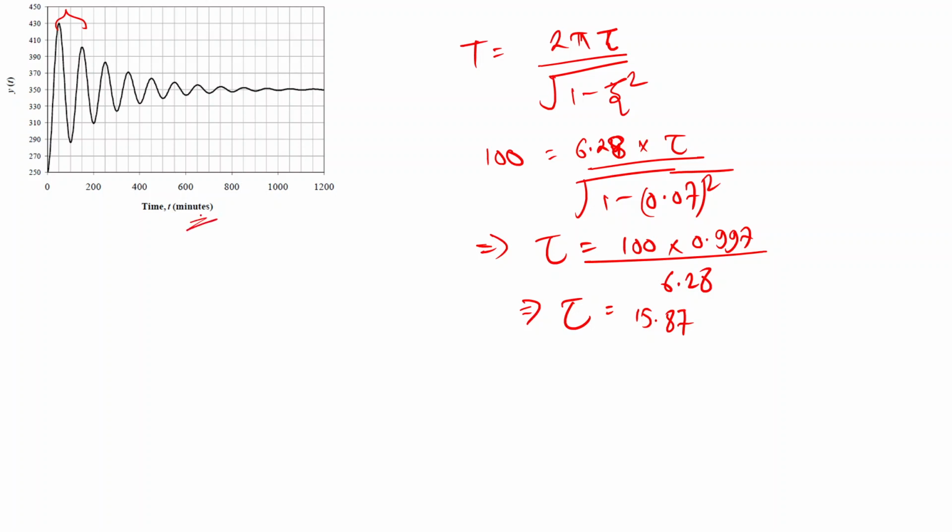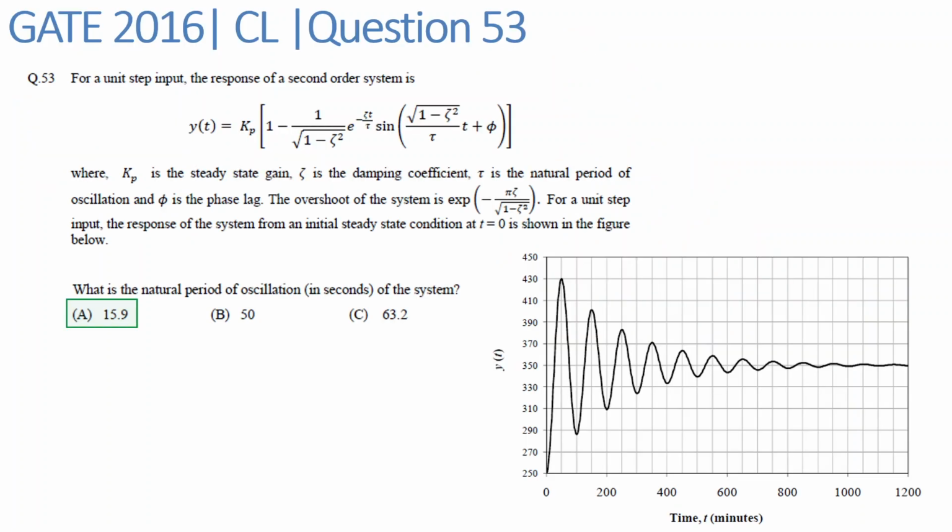So the unit was in minutes. So the final value of the natural period of oscillation tau will also be in minutes, that is 15.87. So from the given options, we can select the natural period of oscillation as 15.9.